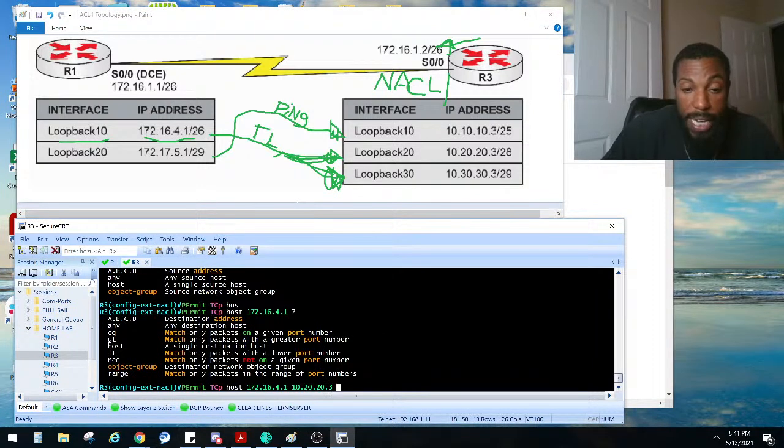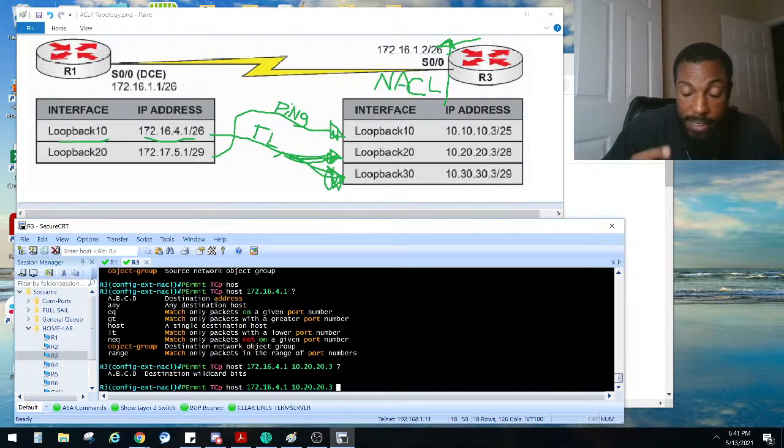10.20.20.3, and then do you got to put the destination wildcard mask? I think you do. Yes. See, I'm starting to know this by heart now. I didn't know it back then. But it's /28. So the wildcard mask is 0.0.0. What's that? 15. 248, it's 240. So yeah, 15. I'm starting to know these wildcard masks now.